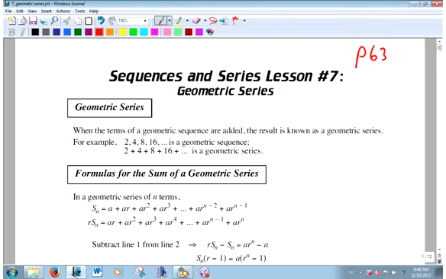Sequence and series, what's the difference? That's it. Everybody get that? Okay, so we've done arithmetic series. Sum is the word. Add them all up. One word, sum. Same thing.